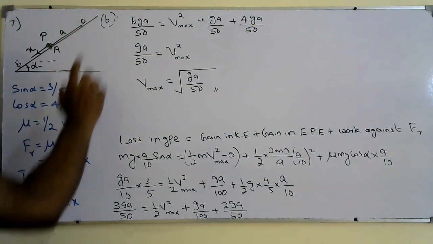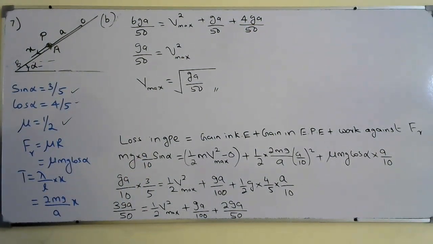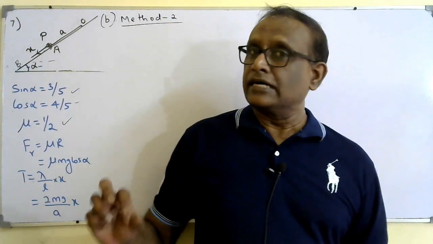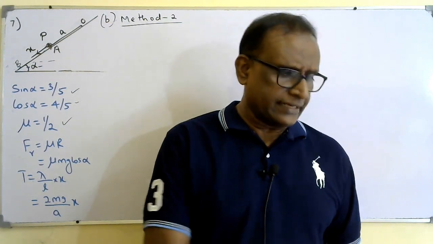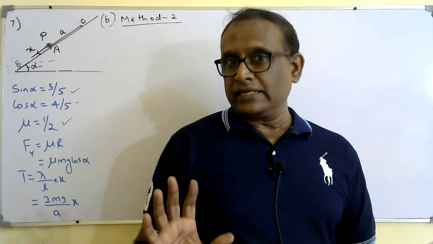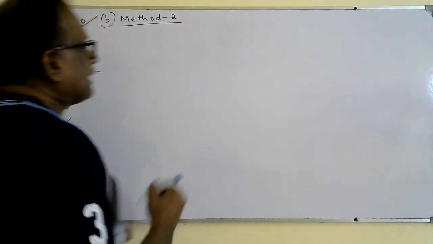Right, I'll continue that. So this is the first method. So second method, I'll get the same answer. Okay, so we know that the maximum speed occurs when x becomes a over 10. That we need to get. Then we can choose one of the methods. Now I'm going to use Newton's second law. The same equation I'm going to use.